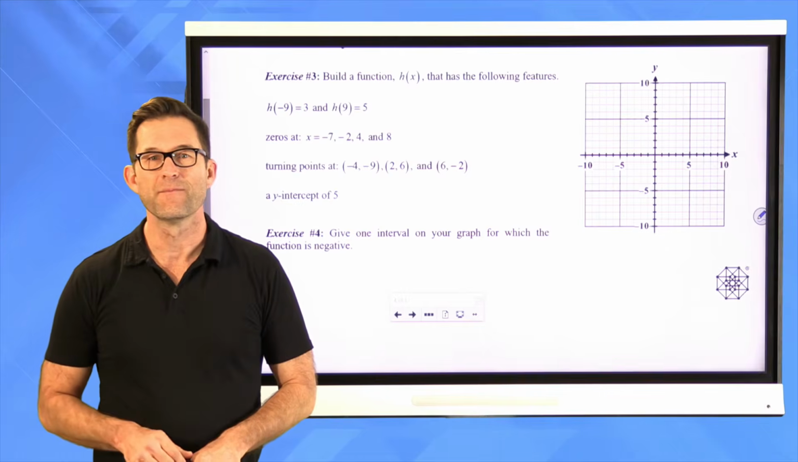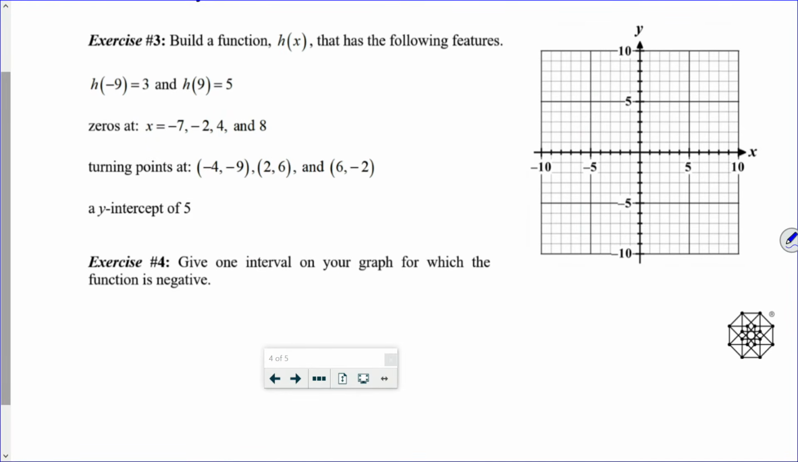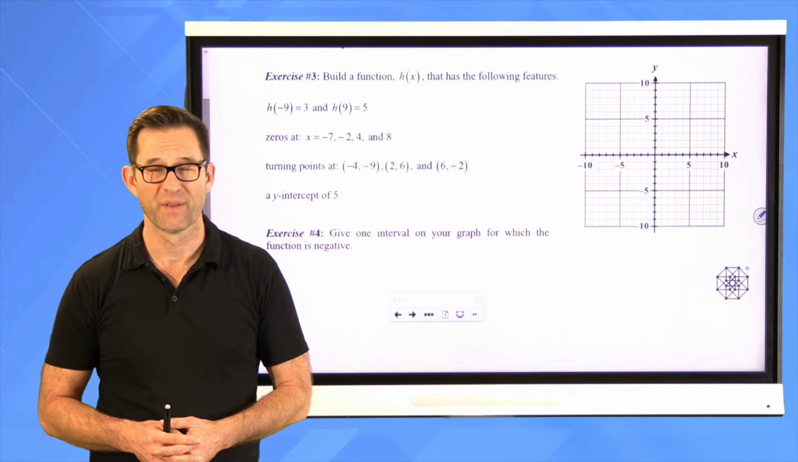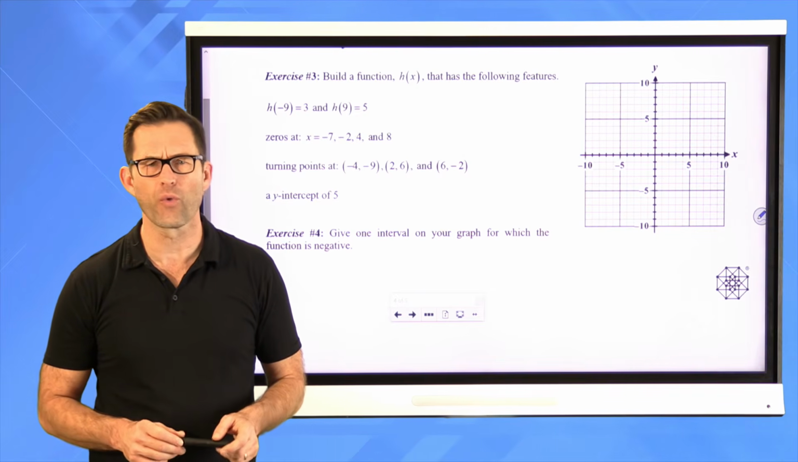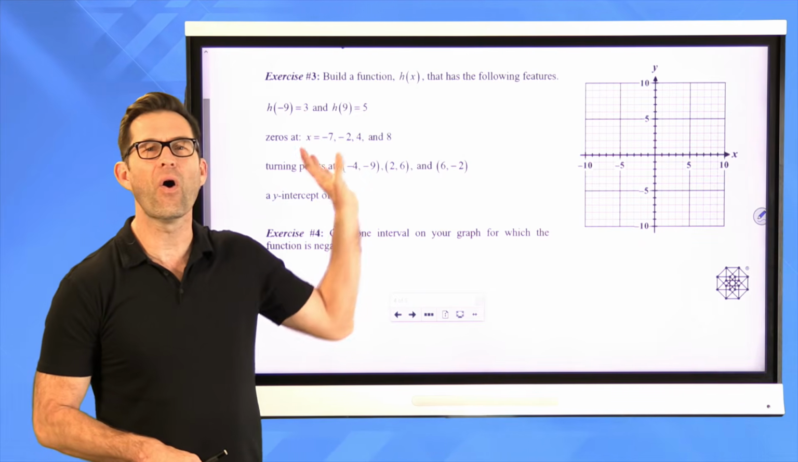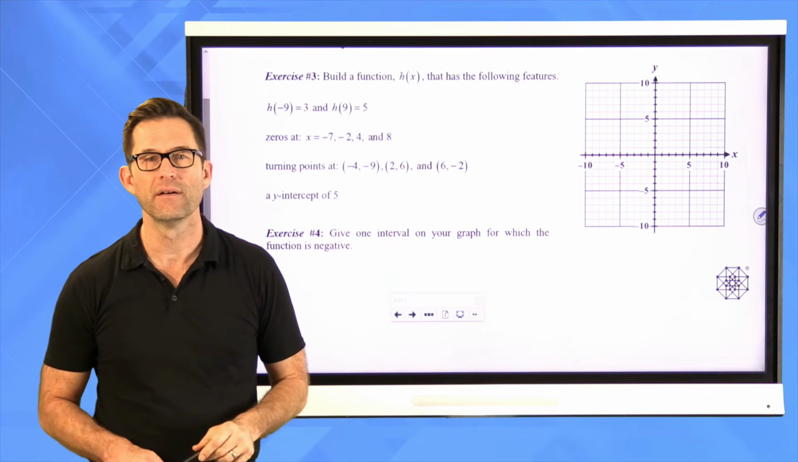Let's take a look. Build a function h of x that has the following features. H of -9 is 3, and h of 9 is 5. There are zeros at x equals -7, -2, 4, and 8. There are turning points at (-4, -9), (2, 6), and (6, -2), and finally a y-intercept of 5. All right, that's a lot of information. I'd like you to pause the video and see if you can draw a function that fits all of this information on it. Pause the video now.